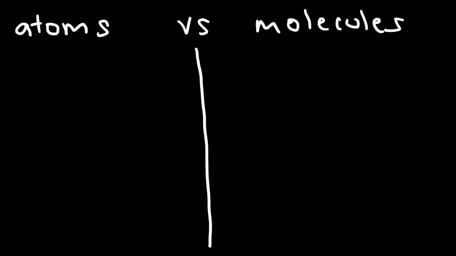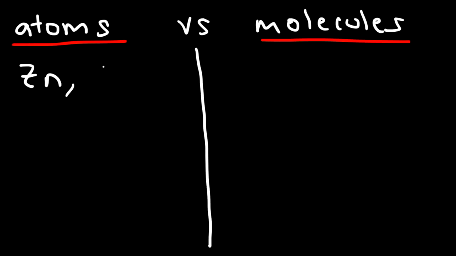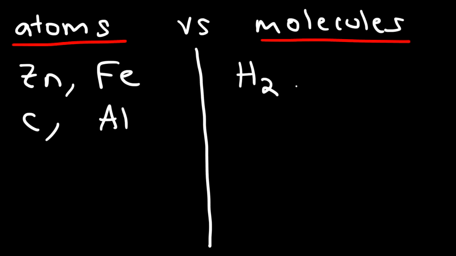Some elements are made up of atoms, some are made up of molecules. But what is the difference? Zinc, for example, is a metal that is composed of atoms. Iron metal is also composed of atoms. Carbon is atomic in nature, and so is aluminum. Now, hydrogen is diatomic. It's a molecule. It's an individual particle that contains two atoms.